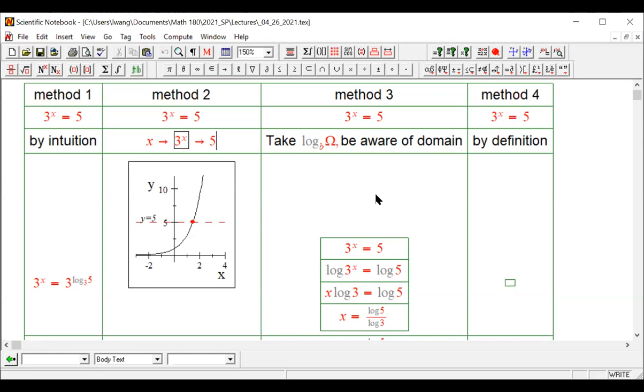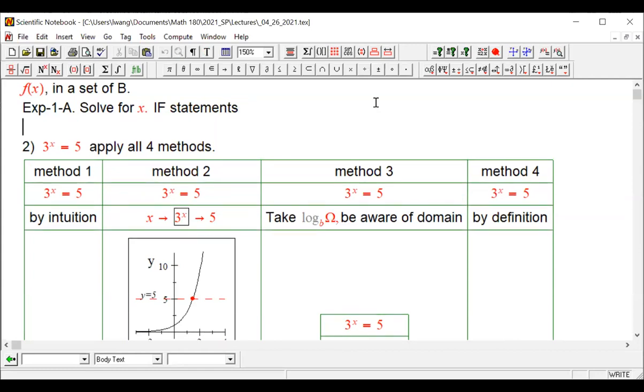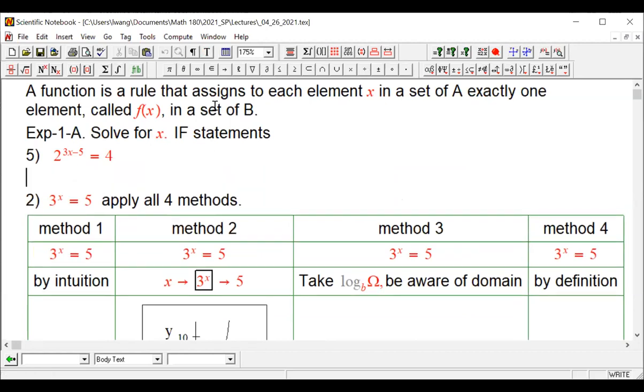We have 3 minutes left. How about we do one more? This one I'm going to pick for you, number 5. The question gets a little more complicated: 2 raised to the power 3x minus 5 equals 204. Let me make it larger.